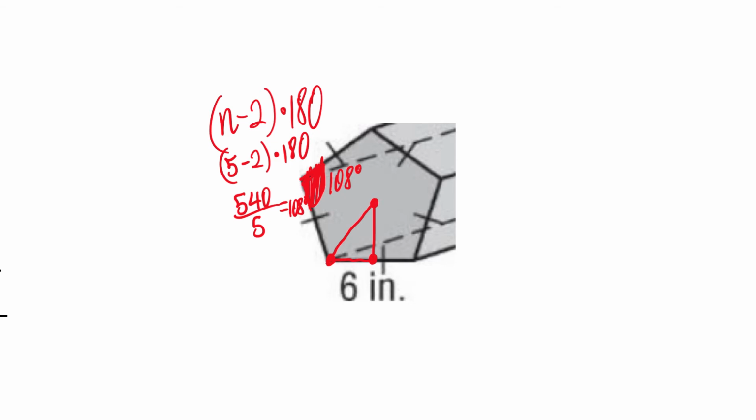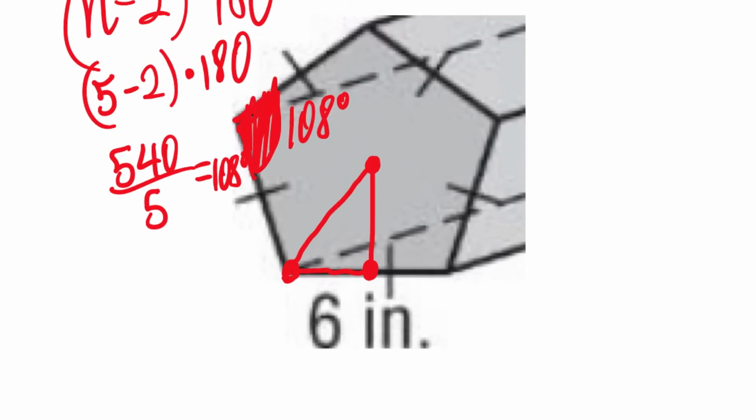Okay? So all of those angles would be 108. And same thing down here. This whole angle would be 108. This angle right here is half of that. So what's half of 108? Is 54. So this angle right here is 54 degrees. I'm looking for this side over here. How long would this side down here be? 3, because it's half of this 6. So this side is 3.